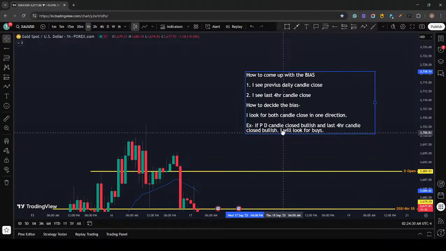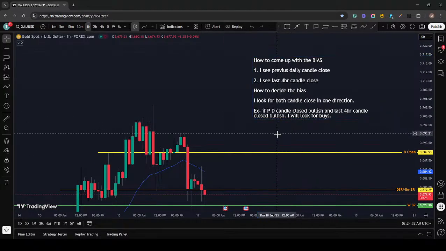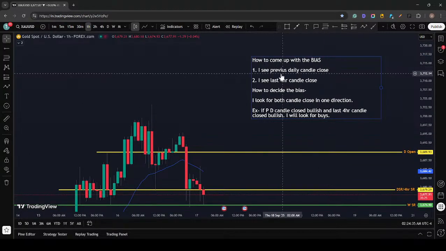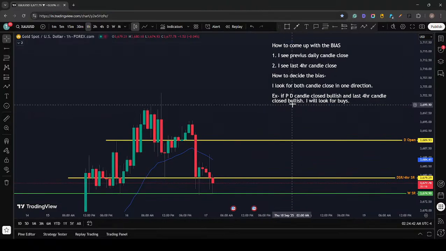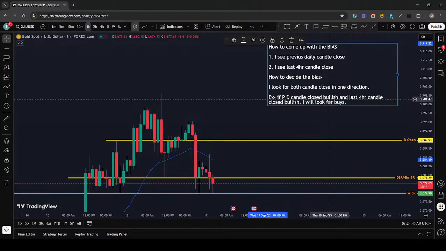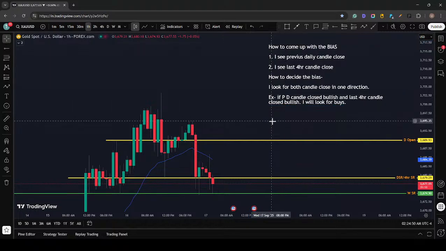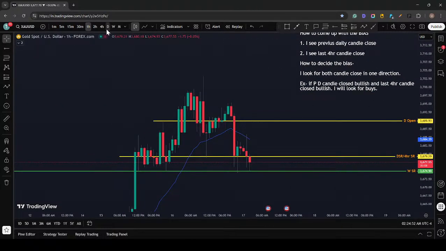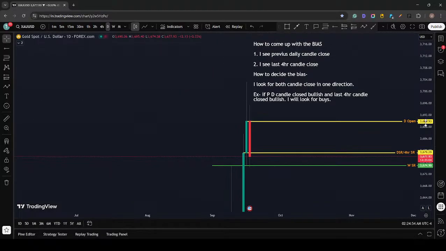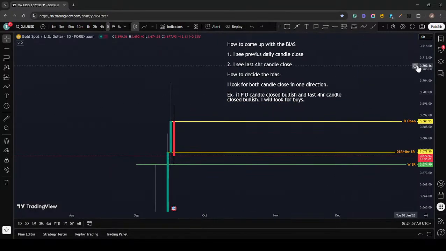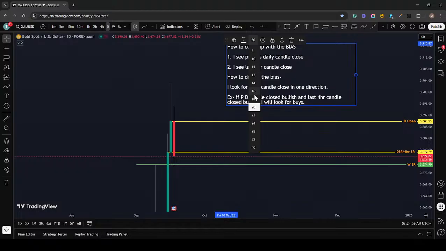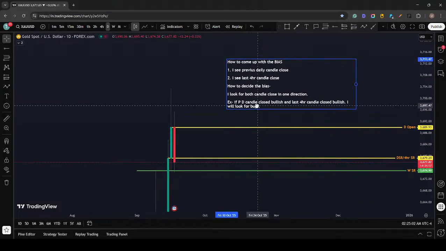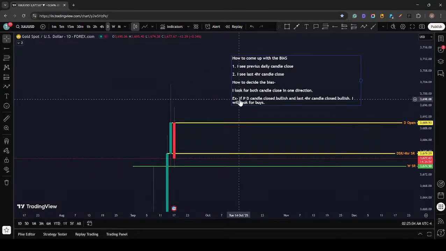So where I was: how to come up with the bias? I see the previous daily candle close and I see the last 4 hour candle close. How to decide the bias? I look for both candles closing in one direction. Example, if the previous daily candle closed bullish and the last 4 hour candle closed bullish, then I'll look for buys, right? But if both time frames are not in the same direction, not synchronized, it's very hard to tell the direction. This is the way I decide my bias.